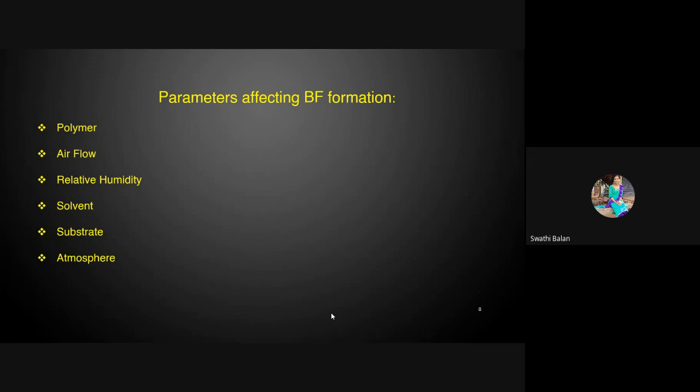Substrate. Porous films can be prepared on hydrophilic substrates like glass, metals, and other inorganic substrates which are not eroded by solvents. Atmosphere. The atmosphere is also found to influence the breath figure formation. Breath figures were formed in atmospheres of alcohols and binary mixtures of alcohols.